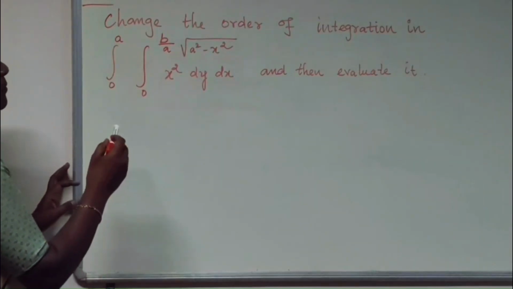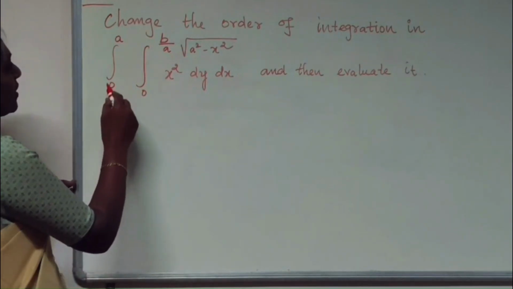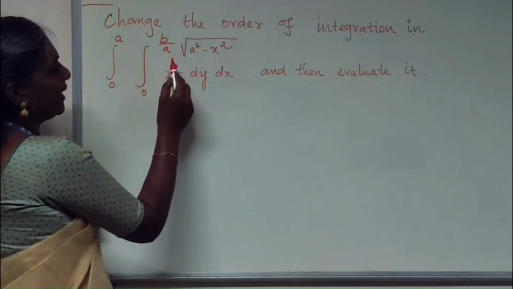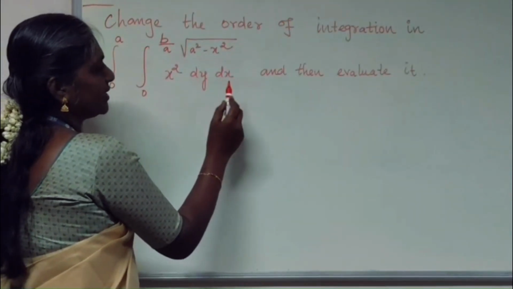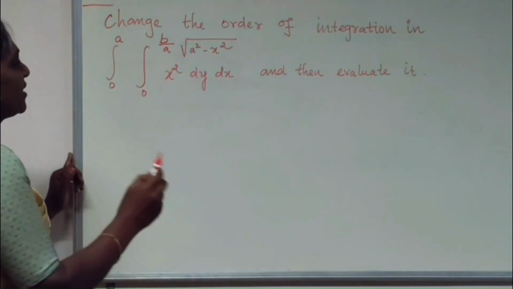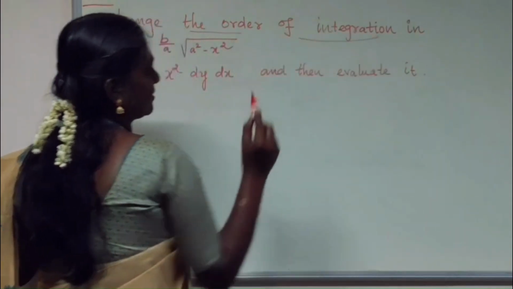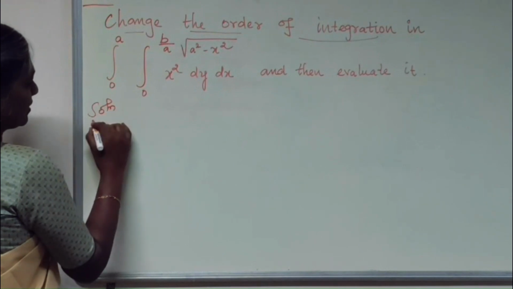Let us see the problem. Change the order of integration in the integral over 0 to a, integral over 0 to b by a root of a squared minus x squared dy dx, and then evaluate it. So today's concept is change the order of integration. So first of all, write the solution.